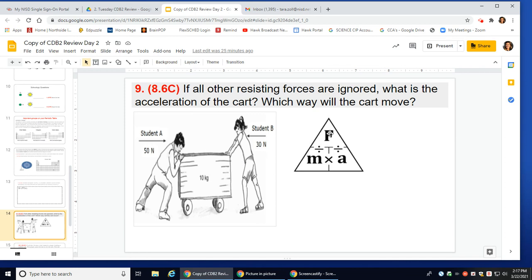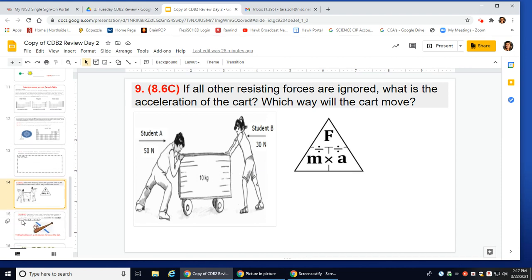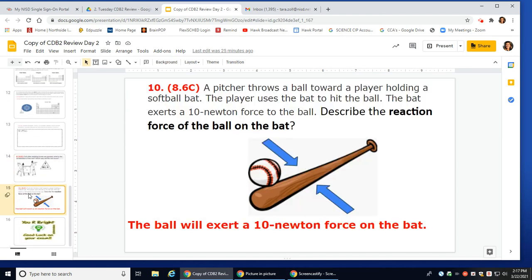So my force is 20, and then the mass of my box is 10. So 20 divided by 10 is 2. So my acceleration of the box is 2 meters per second squared. Okay?